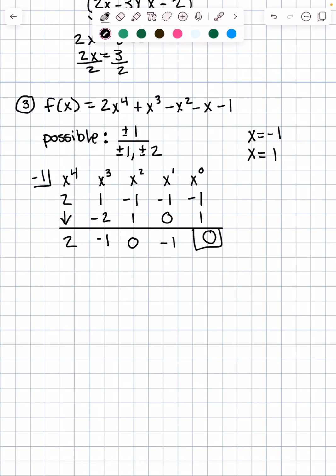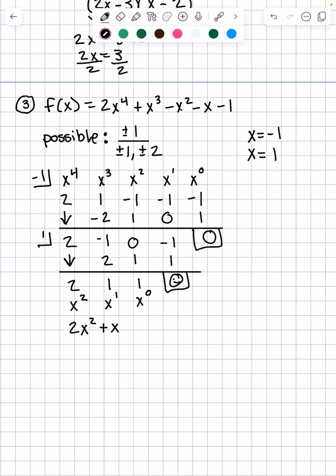Well, since we have another solution for x, we have x is equal to +1, let's just do synthetic division again on these numbers. So that way we have it down to a quadratic. So we already know we should get a remainder of 0 here. And we did. Okay, now let's write this as a quadratic because now we can solve for x. So this is 2x squared plus x plus 1. Well, this trinomial is not factorable.